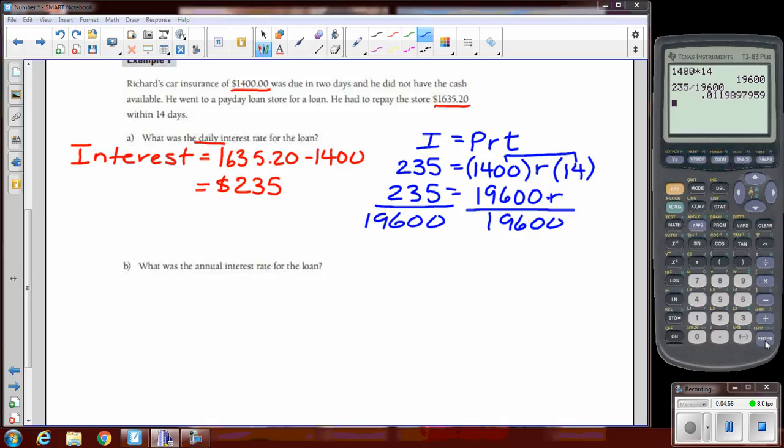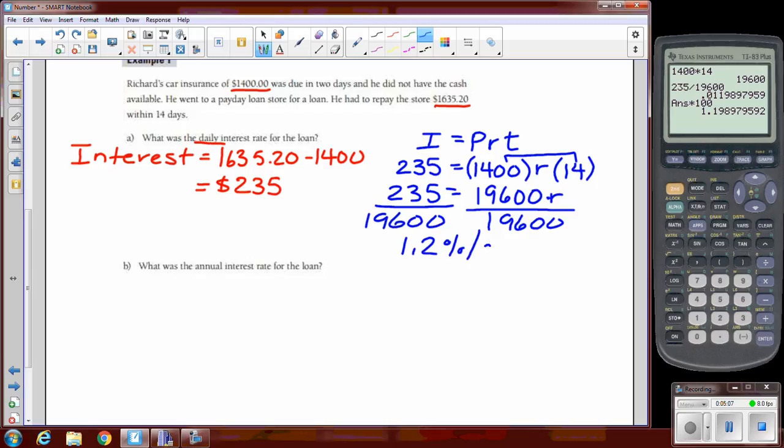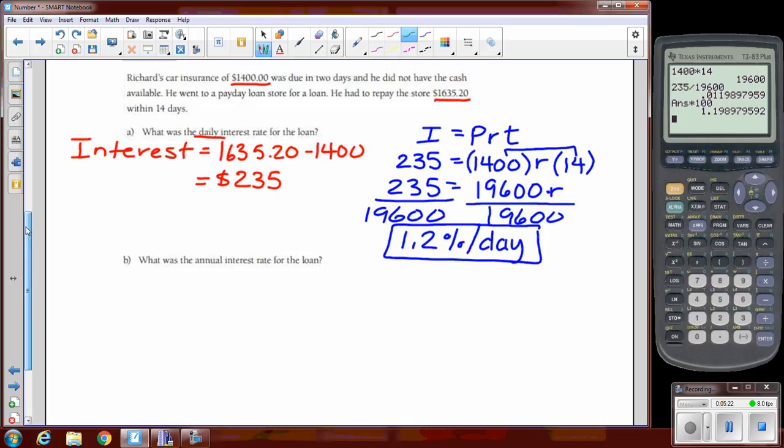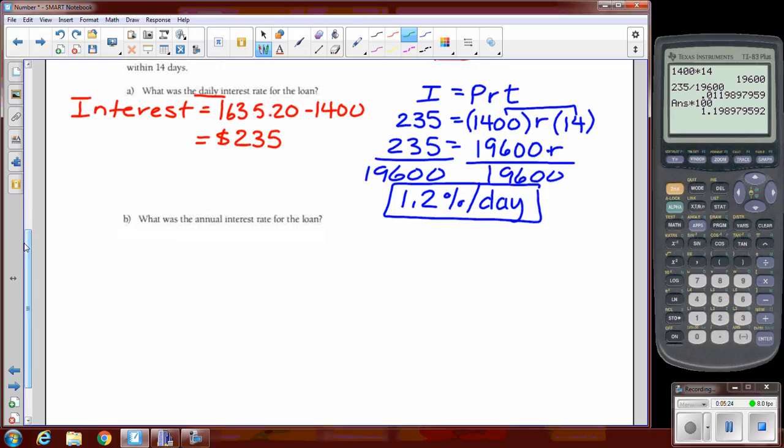percentage as a decimal. So if I times by 100, it would actually give me my percentage. So he's getting charged roughly 1.2 percent per day interest. Now that might not seem like a lot, but as we see in the next question, this is how much he got charged interest per day. The next question says, well, what would his annual interest rate be? And some of the examples we had seen before in credit card debt, we had like 23% interest a year or 18 or 19% interest a year.